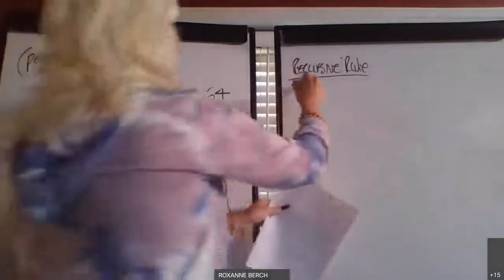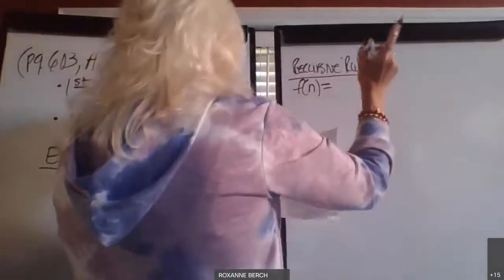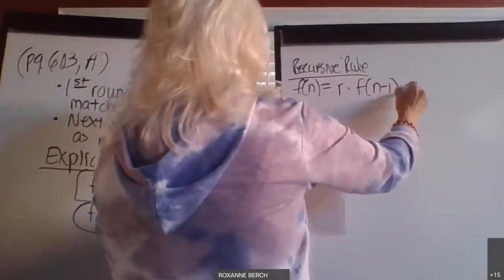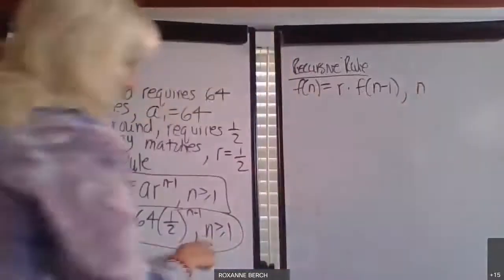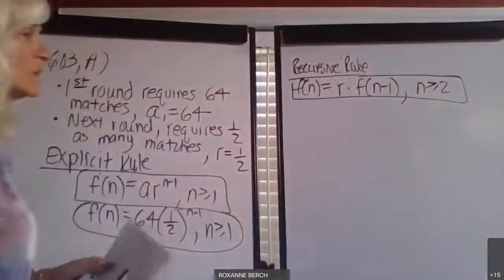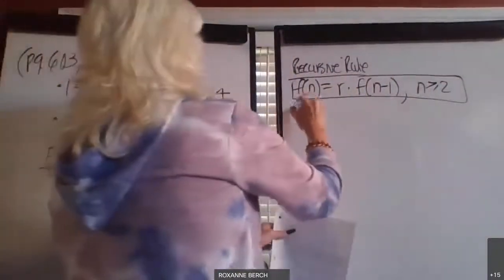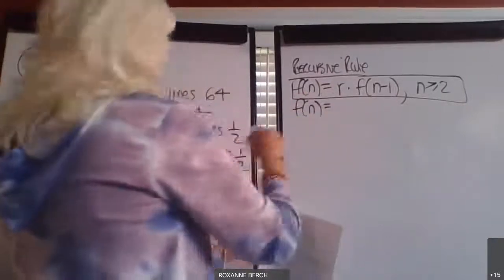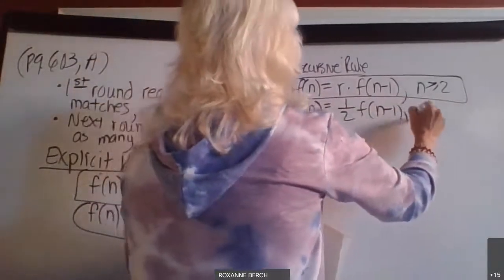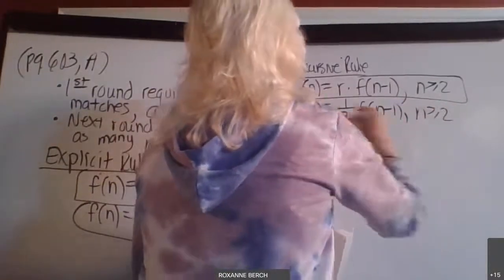All right. So the recursive rule would be f of n is equal to r times f of n minus 1. And since this started at 1, the recursive rule would start at 2. And so our rule would be f of n is equal to the common ratio times f of n minus 1 for n greater than or equal to 2.